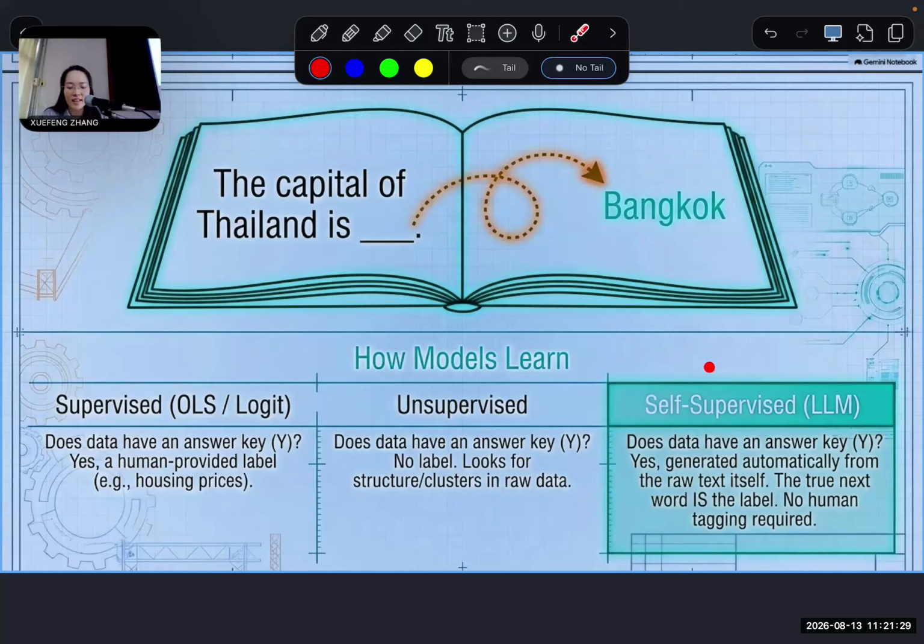And the next one, which is self-supervised learning. So those are LLM models, right? They are self-supervised. What does self-supervised mean? It does have an answer key, but it's generated automatically from the raw text. The true next word is the label, right? The true next word is the label. No human tagging required. So next time, you should be able to explain those differences to maybe your younger brother or your friends.